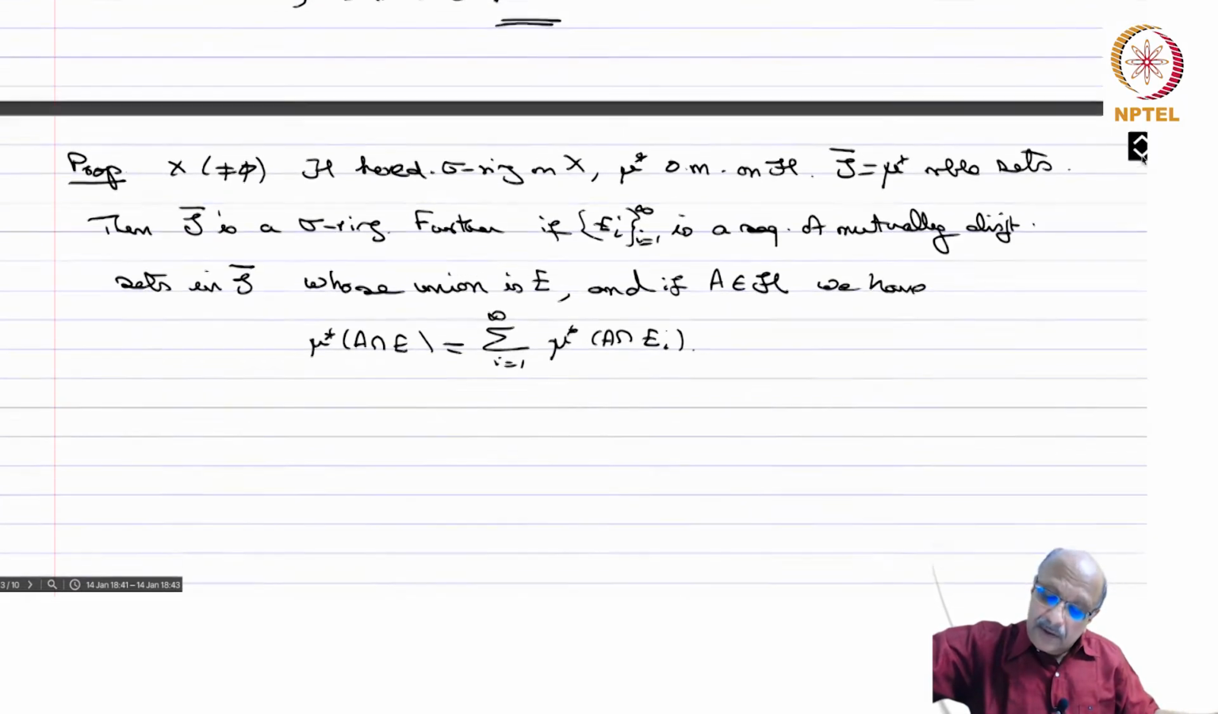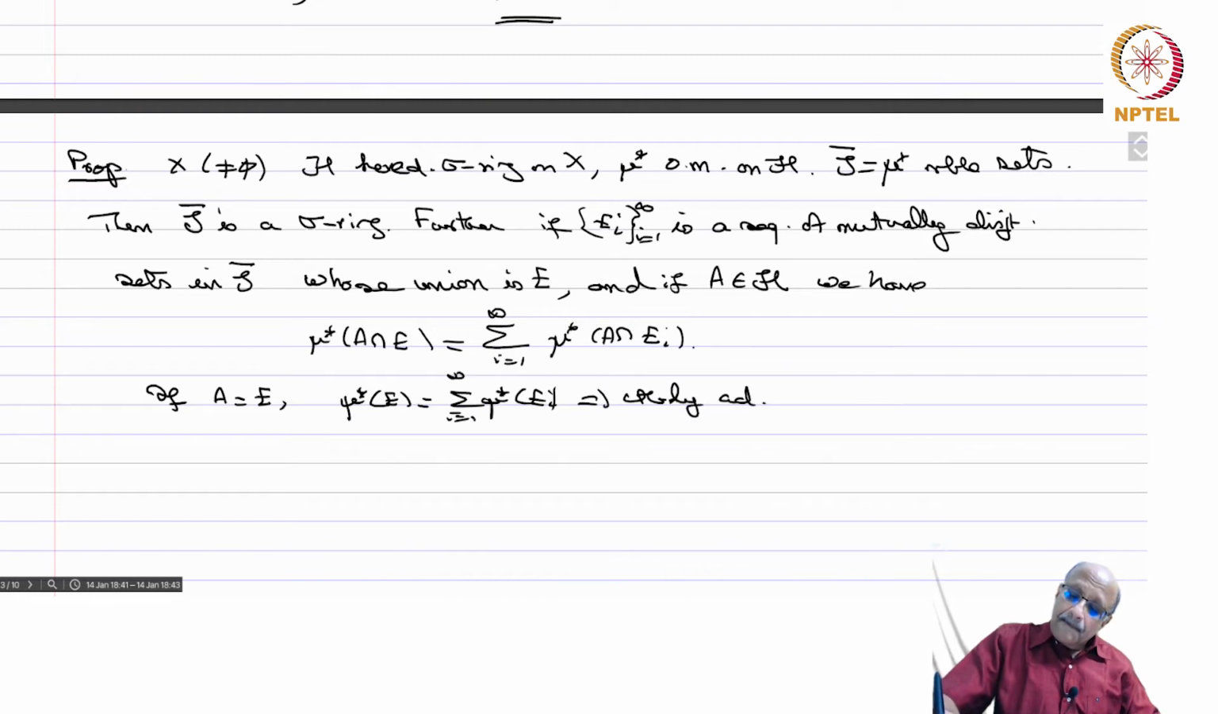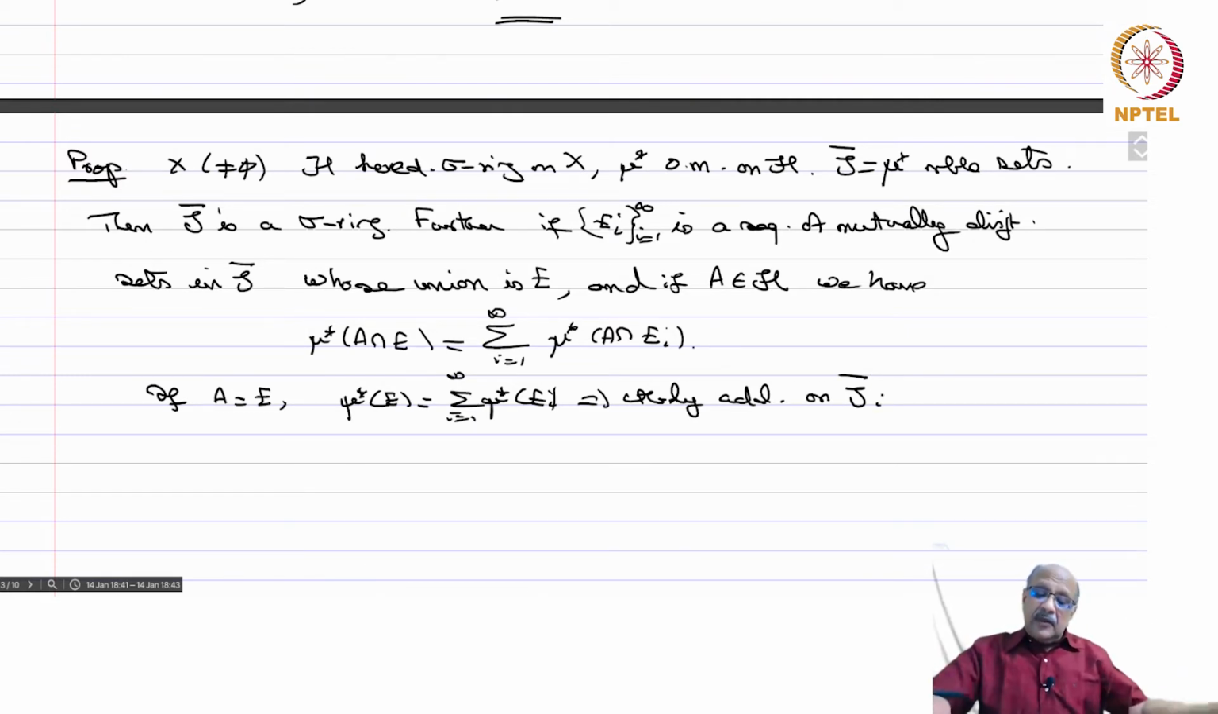So in particular, if A equals E, then you have mu star of E equals sigma mu star of E_i, which implies countably additive on S bar. So mu star becomes a measure there because it's countably additive, it is 0 on the empty set and it's non-negative. These are the three properties of a measure. So we have that S bar is a sigma ring and mu star is a measure, and these are the two things. So proof.